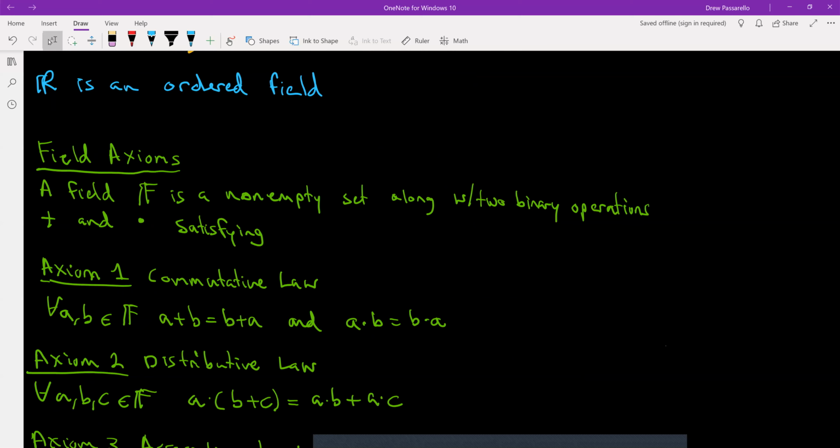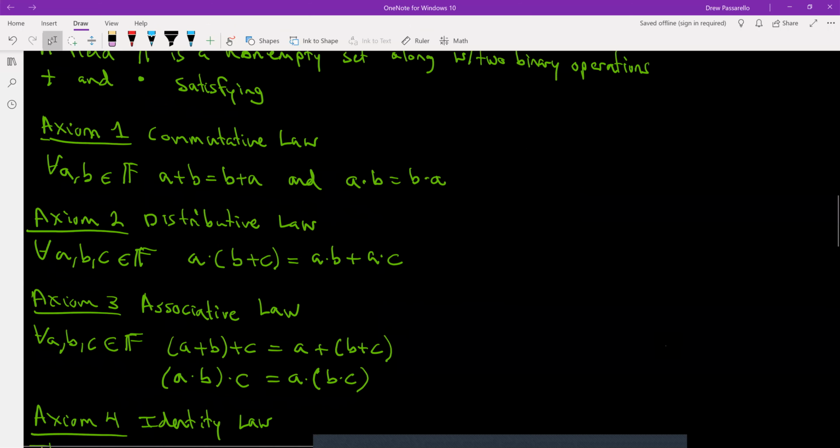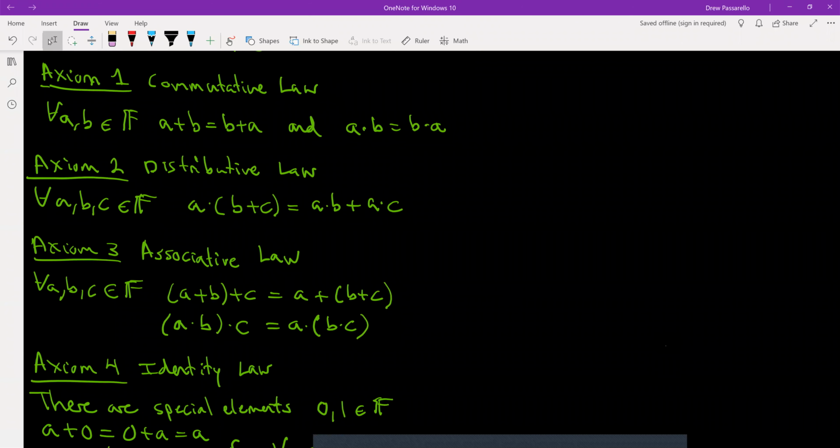And we have the commutative law. We just basically switch the order, as in A plus B is equivalent to B plus A, or A times B is equal to B times A. Then you have the distributive law. So A times (B plus C) is equal to A times B plus A times C. And then you've got the associative law.